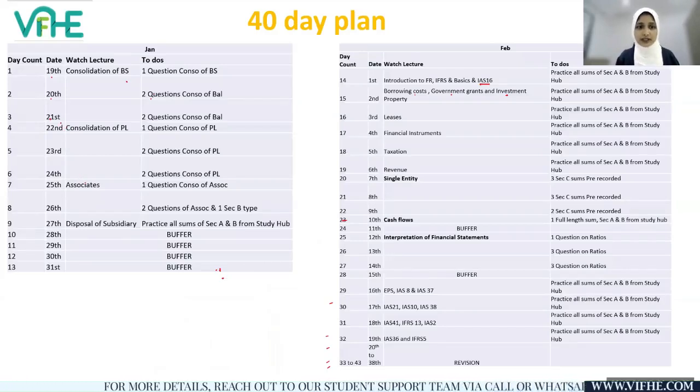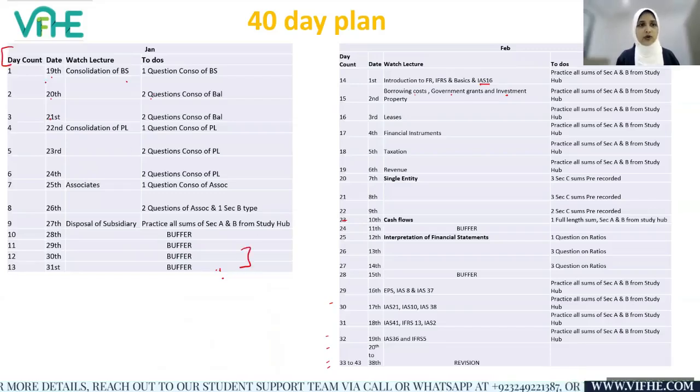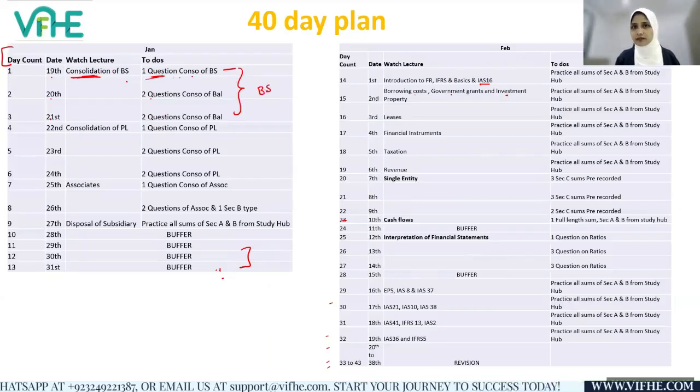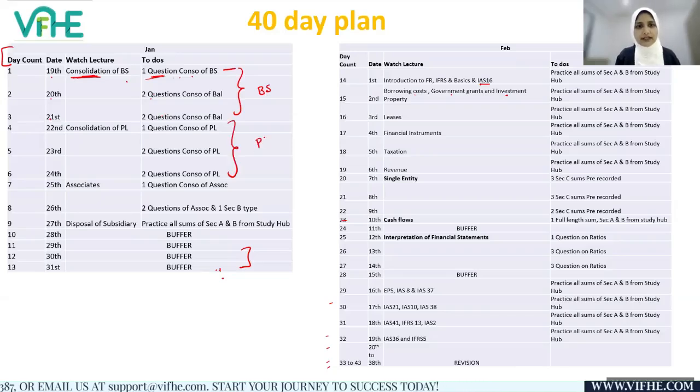How to use your January month? I will suggest you use your January month to finish consolidation. One day you would watch the consolidation lecture as a concept and do one question practice. Three days you dedicate for balance sheet practice only. You'll finish at least five sums, which is your study hub number, five sums. Same goes for P&L. Dedicate 3 days, finish your five sums along with watching. In 10 days, you're done with consolidation.